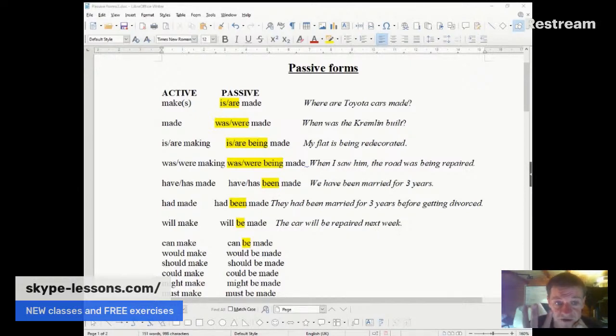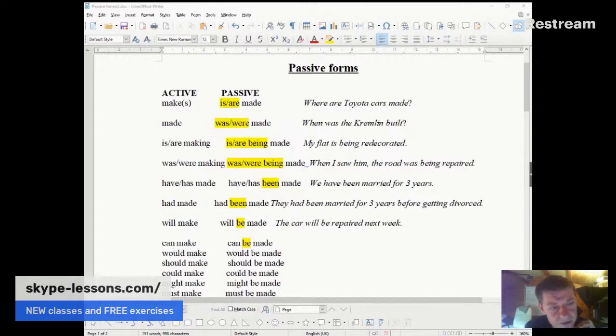So it's 3 words for the continuous tense. And that makes sense because they are already 2 words in active. So you've got to add the verb to be to make it passive. And you add it as a being because it's continuous, yeah? So is being made or are being made here. So I've given you the example of my flat is being redecorated. Something like that. Yeah, you got is being redecorated.